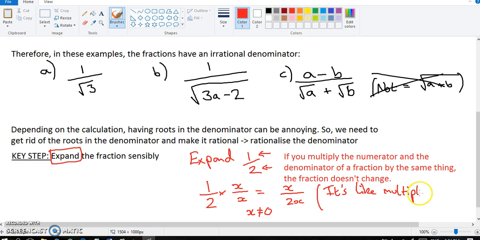And this is a very rare case in which you can multiply something that's not an equation, and you still end up with the same thing. So, we need to expand the fractions sensibly. Now, sensibly is the second important part of this. And for our first two examples above, this is going to be really easy. For the third one, it's not going to be so easy.